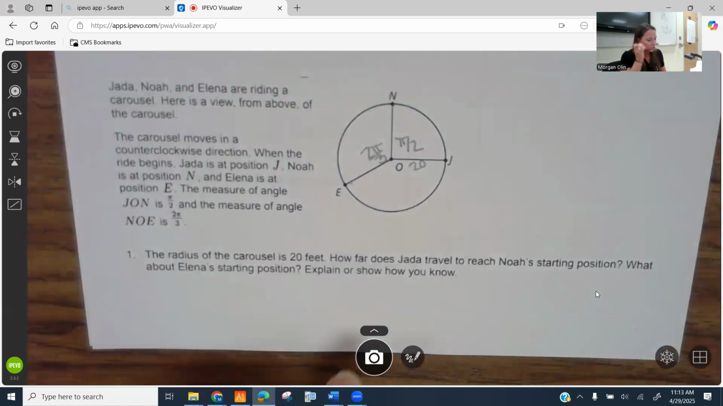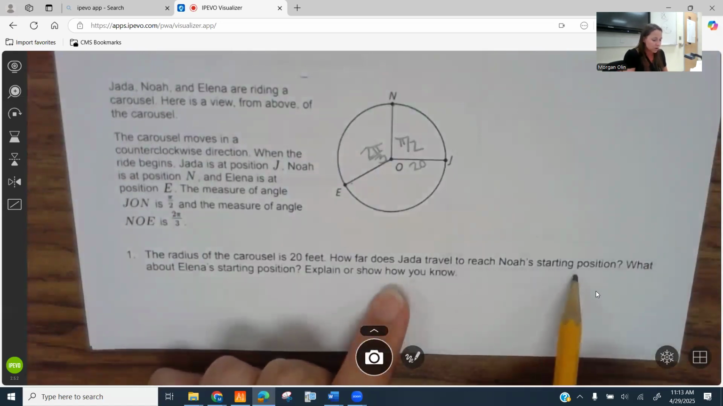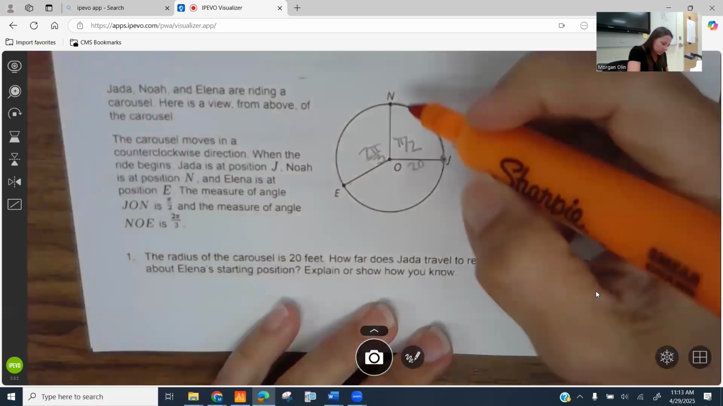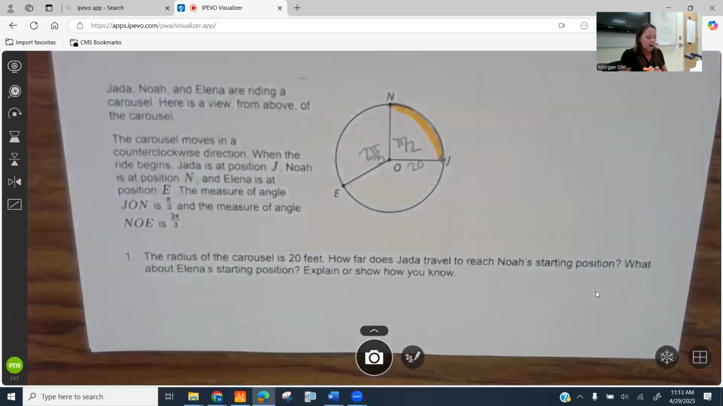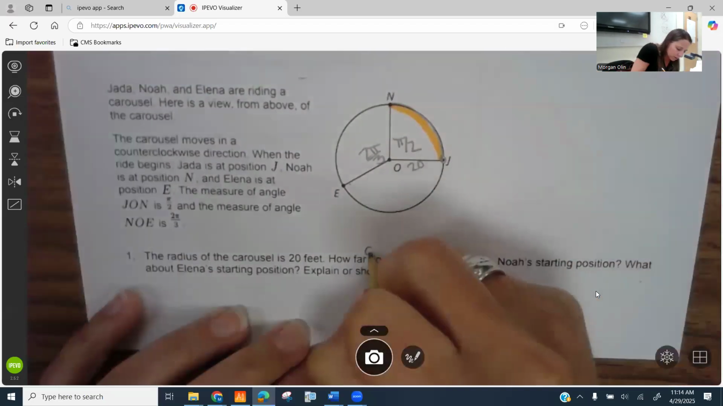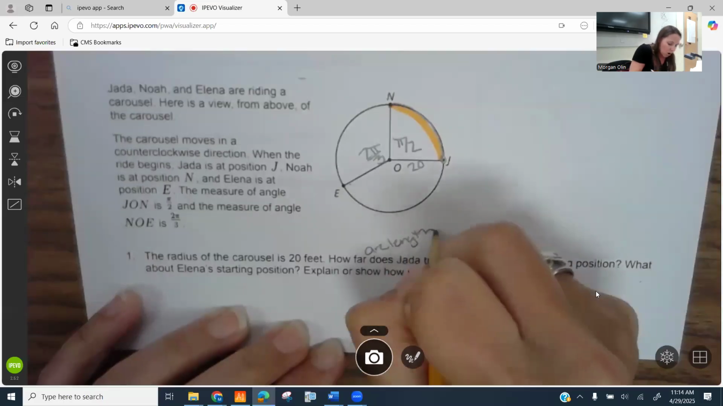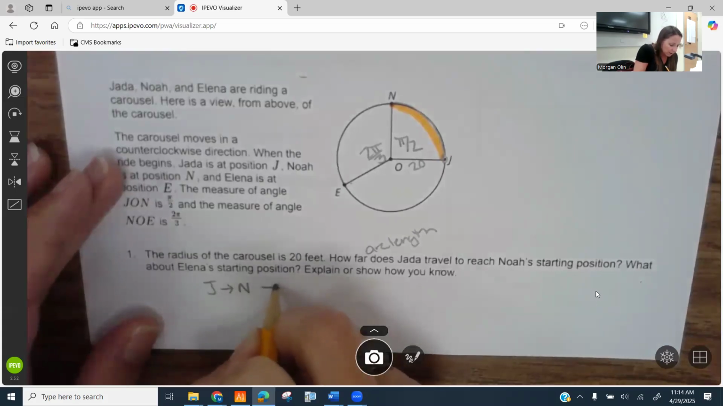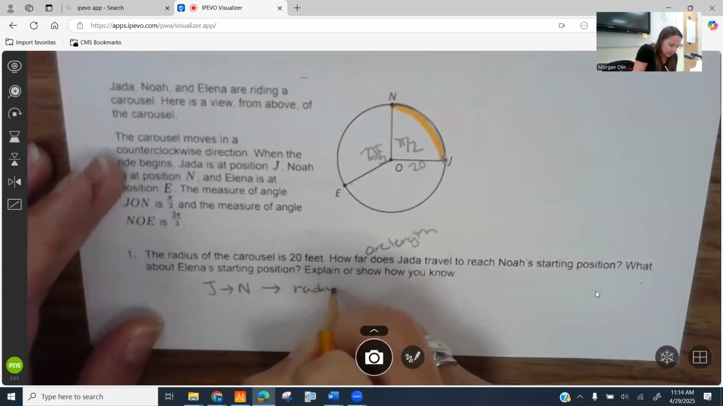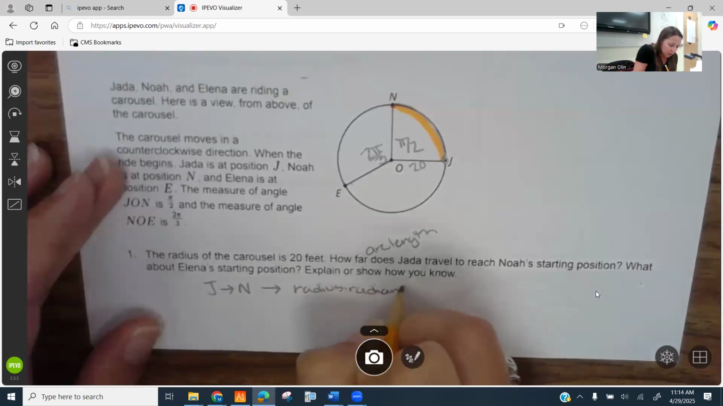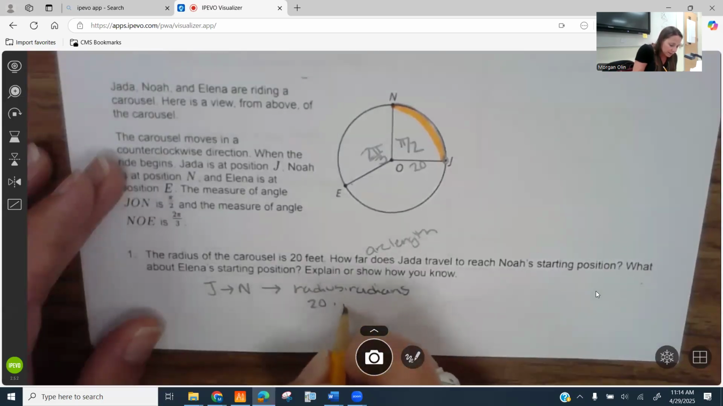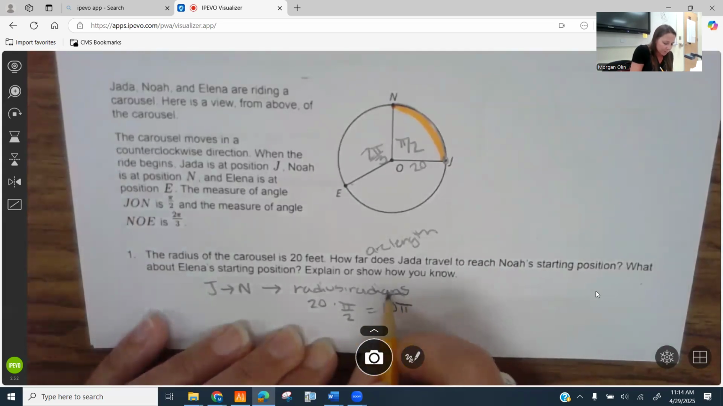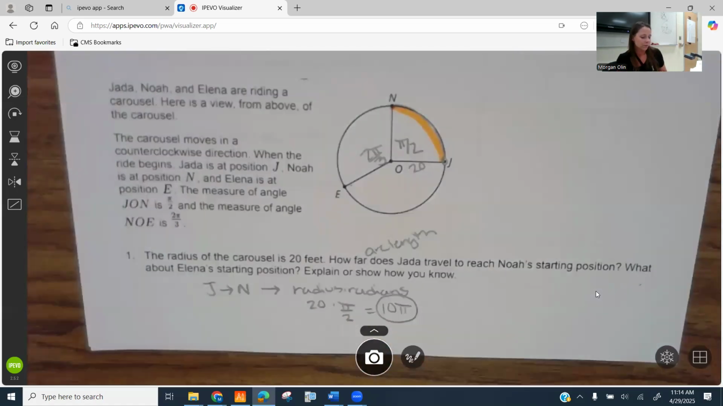All right, how far does Jada travel to reach Noah's starting position? So Jada travels from here to here. I'll put it in orange. Now, how far does she travel? This is going to be arc length. And if you remember arc length, so Jada travels to Noah. Arc length is radius times radians. Here the radius is 20, the radians is pi over 2. So 2 divided by 20 is 10 pi. So that's the answer to the first question.